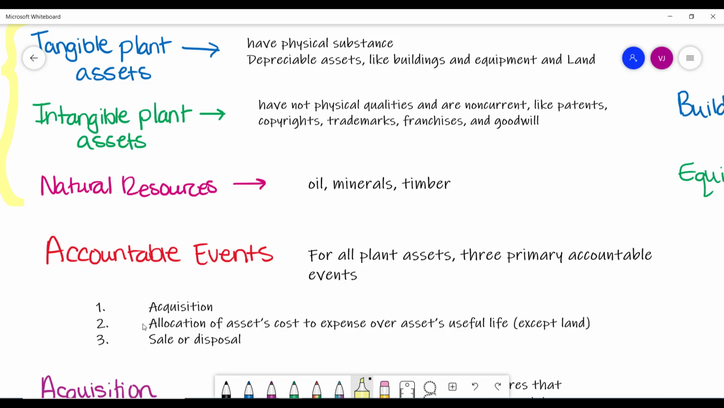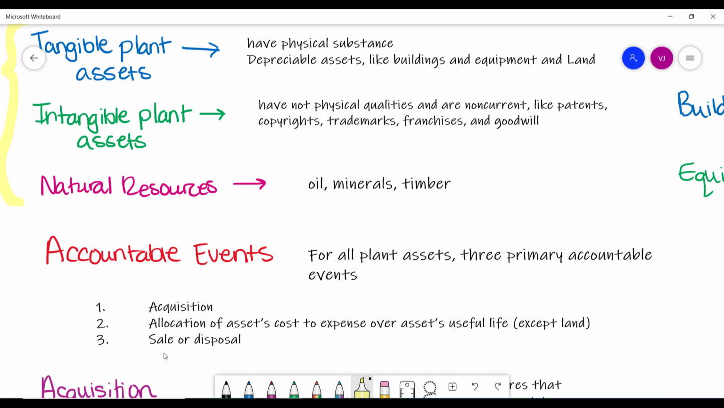So this would be depreciating or amortizing, which we'll see in a second for intangible assets, but that's when we depreciate or amortize the asset's cost. And at the end of every period, we have to record that depreciation expense or that amortization expense. So that's something that's accountable that needs to go on the books. And lastly, when we end up selling or disposing of that plant asset, that is also something that needs to be accounted for and recorded on the books with the appropriate journal entries.